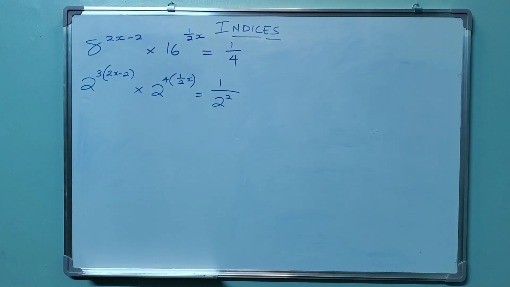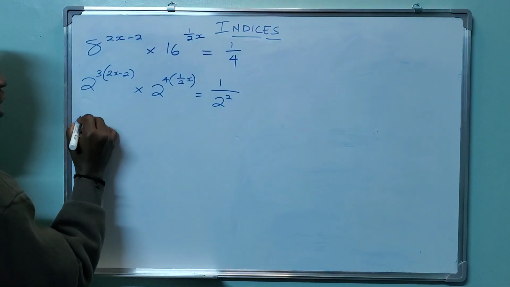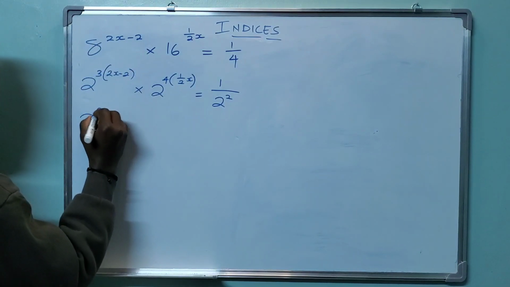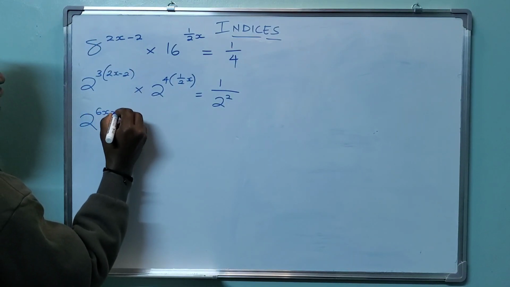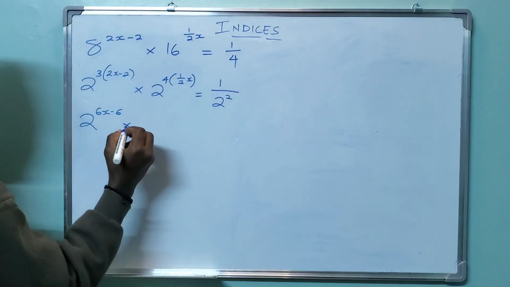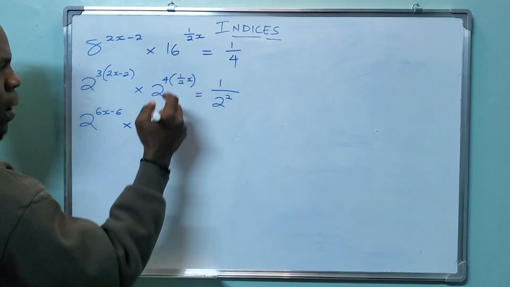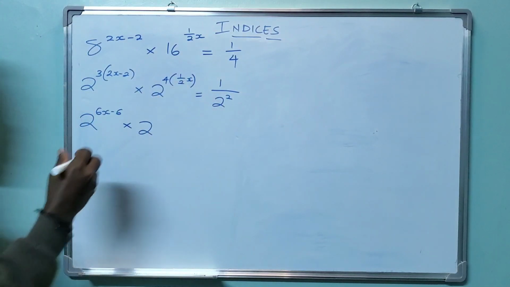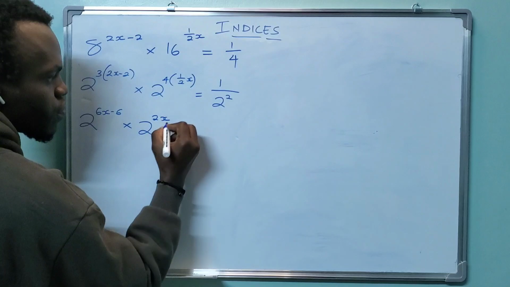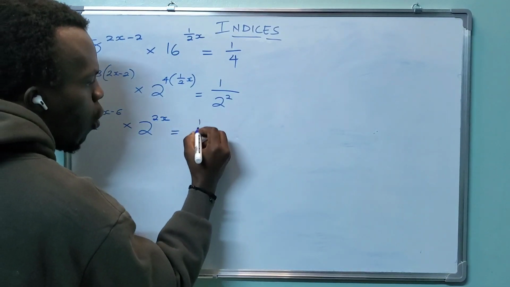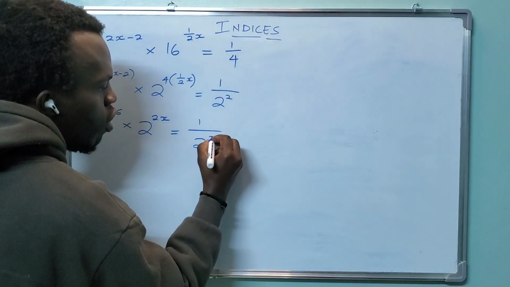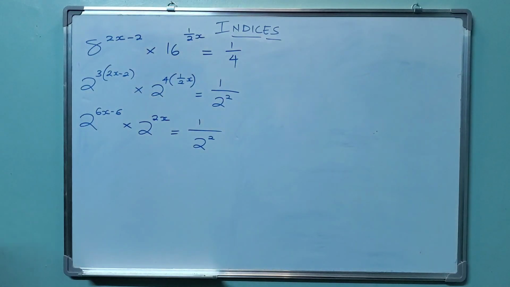Now, there was a law I did talk about, but before we talk about that law, let us first open up the bracket that contains the unknown x, which means I'm going to have here 2 raised to power 6x minus 6 multiplied by 2 raised to power, now 4 multiplied by a half, that is going to be 2x, being equal to 1 over 2 raised to power 2.